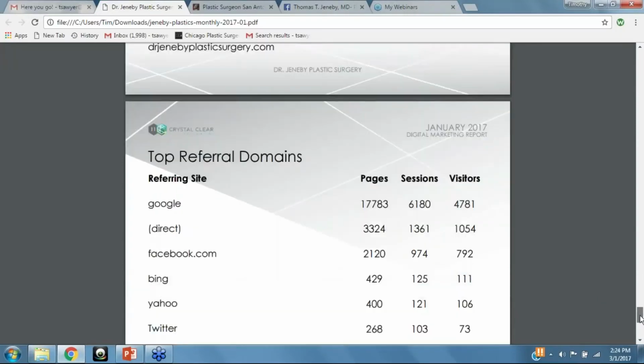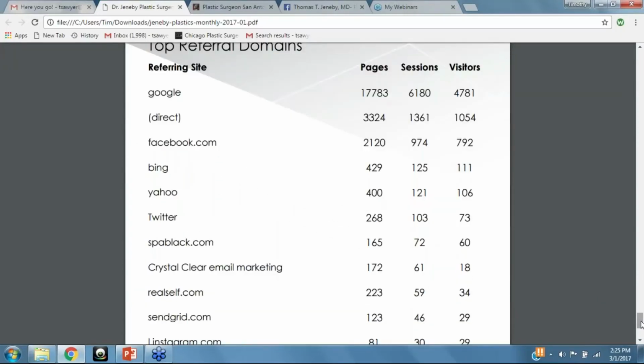So if you do the quick math on this, okay, 800, 900, call it 1,100 unique visitors that went from social media to his website. If you've got a website that converts at 6%, do the math. 6% of 1,100 is roughly 60 to 65 people that went from those social mediums to his website and inquired about specific treatments and procedures.